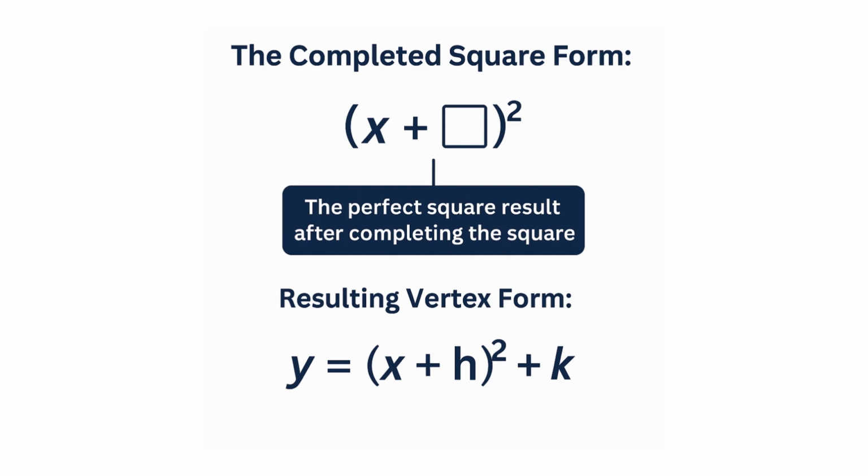The completed expression takes the form a times (x minus h) squared plus k, where the value inside the parentheses tells us the horizontal shift, how far left or right the parabola moves from the origin, and the constant outside tells us the vertical shift, how far up or down the vertex sits.